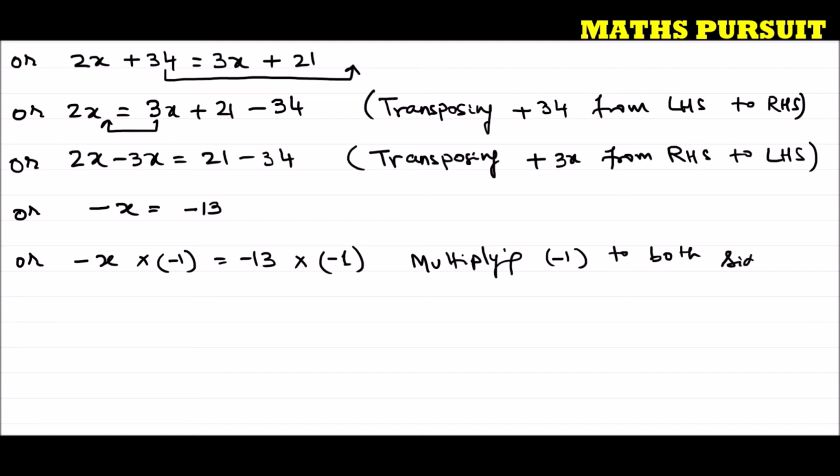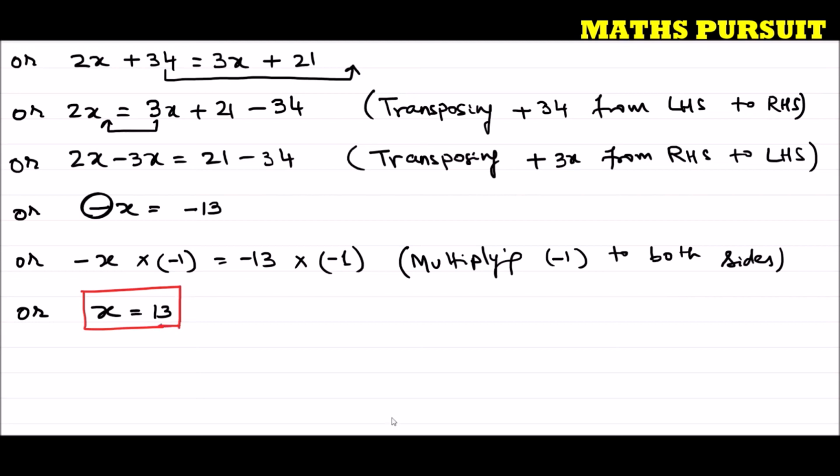Why have I multiplied -1 to both sides? We very well know that minus into minus is plus. And I told you I want to eliminate this negative sign from the x. So in order to eliminate this negative sign from x, I need to multiply this -x with -1, so that I can easily eliminate the negative sign. Now I can solve this equation as x = 13. How? -x into -1 is plus x, -13 into -1 is plus 13. So guys, what we got here? We got the value of x as 13.